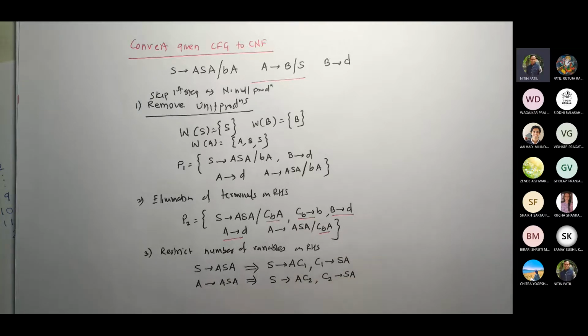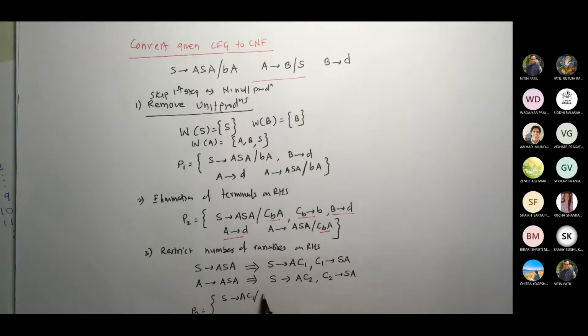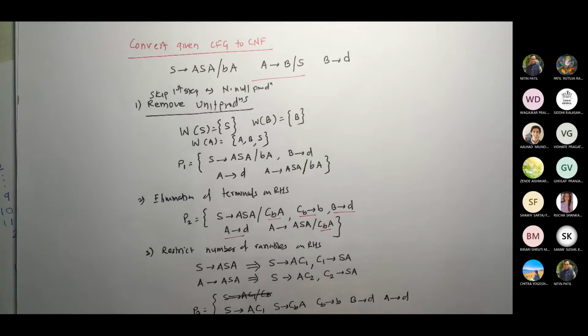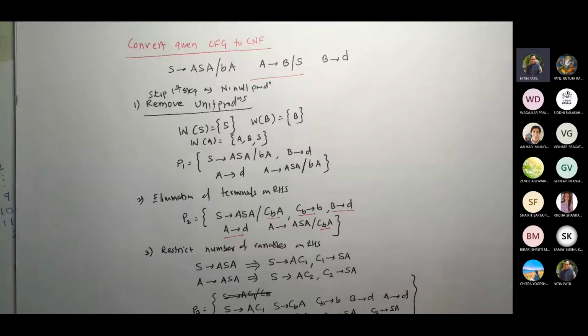So what would your production set be? The resultant set would be what? P3. S gives AC1. Okay, let me write separately. S gives AC1. S gives CBA. CB gives B. B gives D. A gives D. A gives AC2. A gives CBA. Correct? And then C1 gives SA. C2 gives SA. Correct?